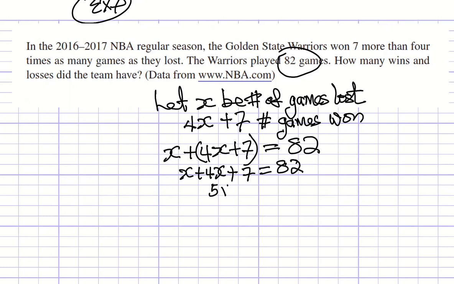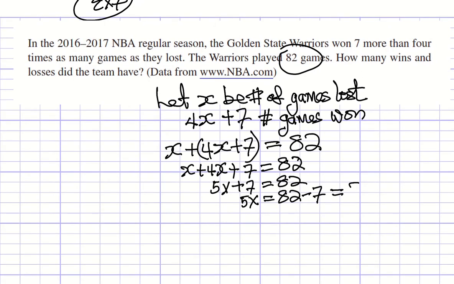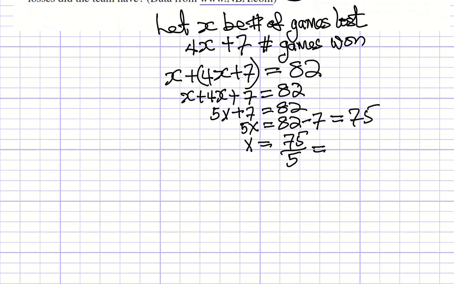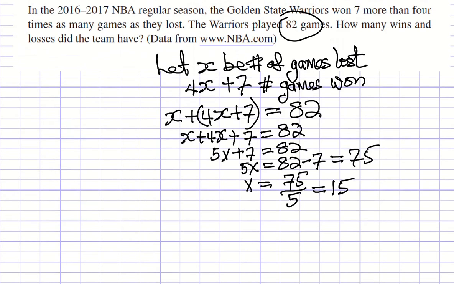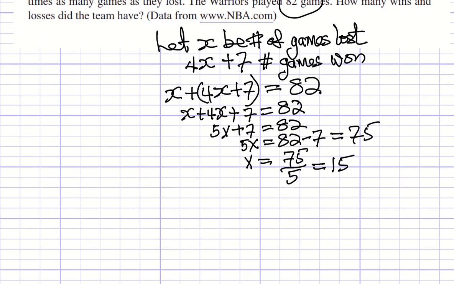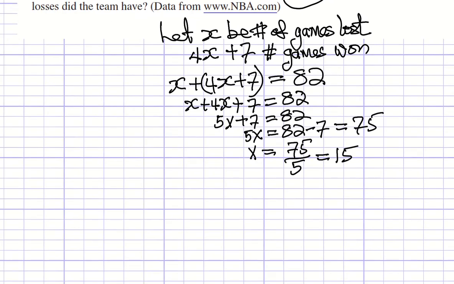That's 5x plus 7 is equal to 82, and that's 5x is equal to 82 minus 7, which is 75. And then x is equal to 75 divided by 5. What do you get there? You get 15, okay? So that means they lost 15 games.